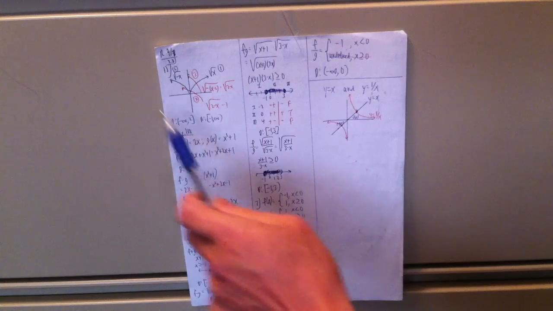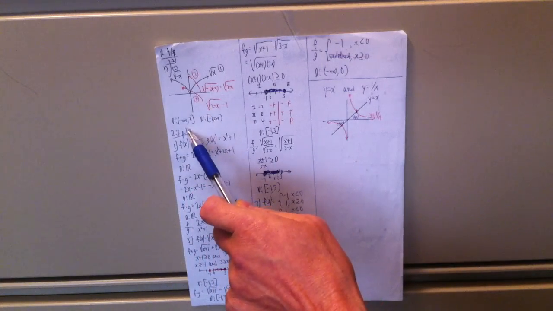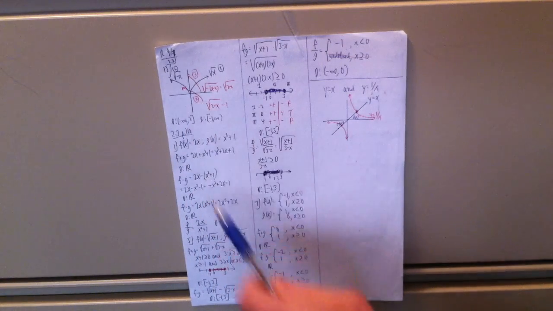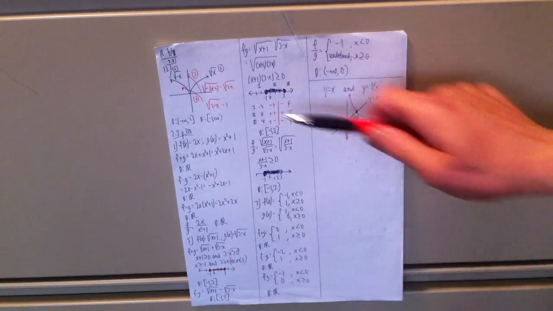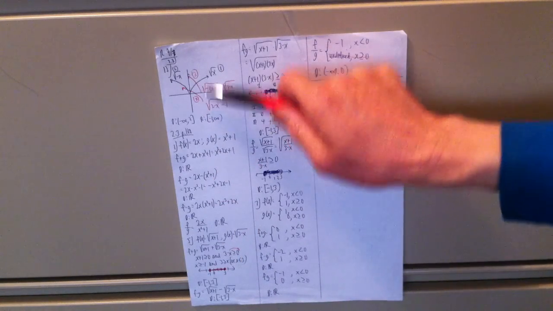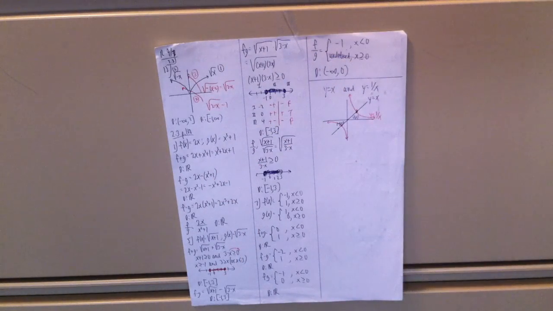The domain of that function is from negative infinity up to positive 2, including 2. And the range is from negative 1 to infinity. The lowest y value is negative 1, goes up to infinity.